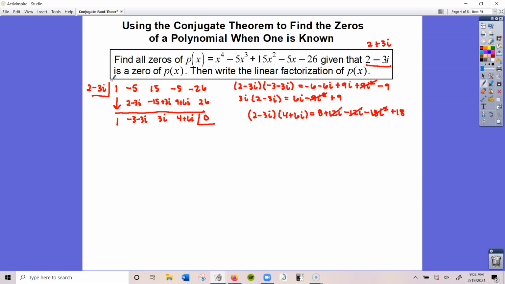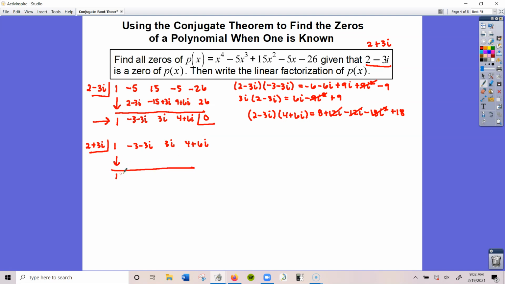But now we have to also divide by the conjugate, the 2 plus 3i. And this one will be easier. So the hardest part is the first part. This one here you're going to see is going to work out much nicer, and we won't have to do so much multiplication. So we're going to now, instead of using these coefficients, use these new ones. So we have 1, negative 3 minus 3i, 3i, and 4 plus 6i.